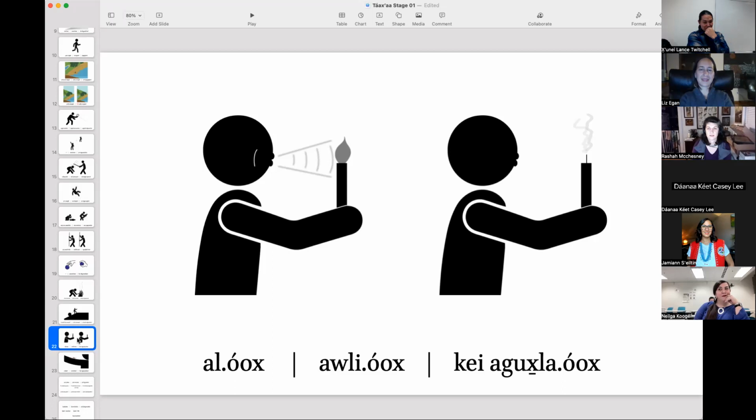What could it be? Blow out a candle or blow out a flame. It is blowing onto something. And so that's why I'm going to have to change this one, because there is a verb to extinguish. Put out a light, put out a candle, put out the fire.